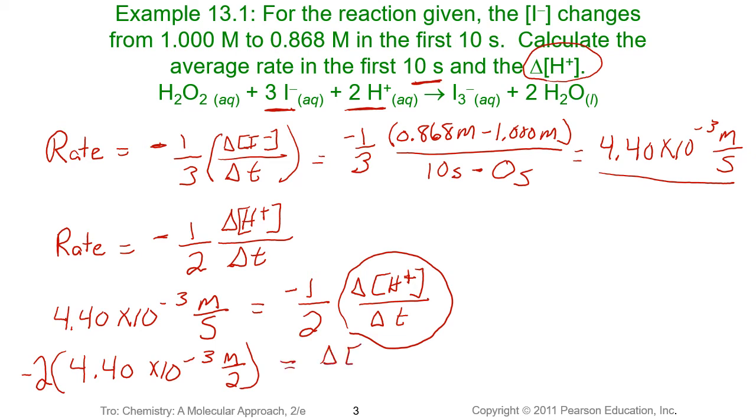That gives us our change in hydrogen concentration over time, which equals negative 8.80 times 10 to the negative third molarity per second. Okay, so this number here would be our rate for the change in H plus concentration.